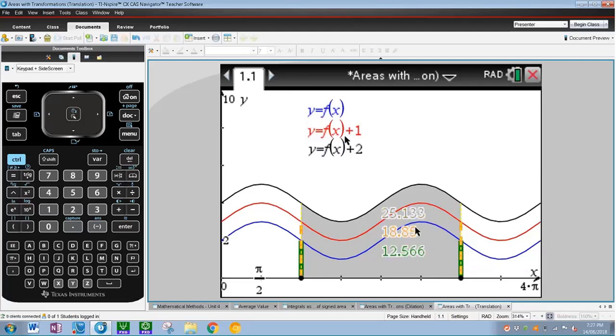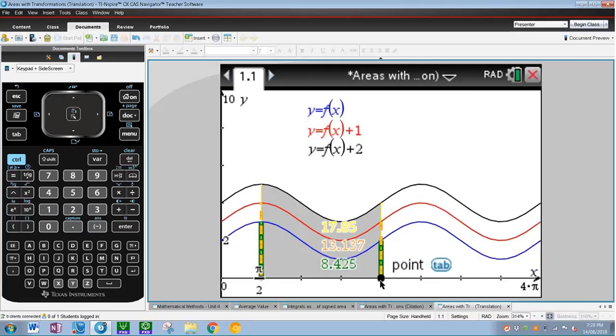And the orange area, which is f of x plus 1, is basically the area that we've added on from a rectangle. So the area of a rectangle, for example, with this one, if you go from pi on 2 to 2 pi, that is a width of 3 pi on 2. So if you take a rectangle with a length of 3 pi on 2 and a width of 1, then the area of the rectangle is, of course, 3 pi on 2, and that is what adds on to 8.425 to get 13.137.